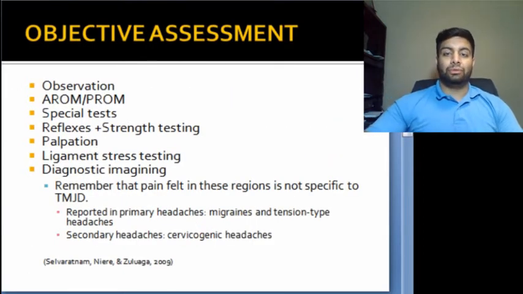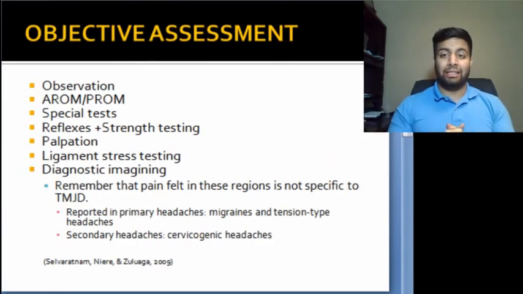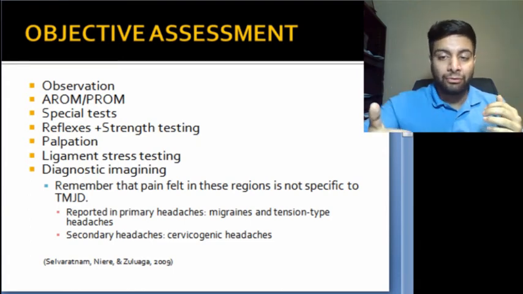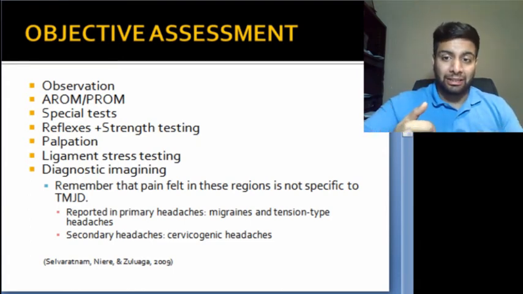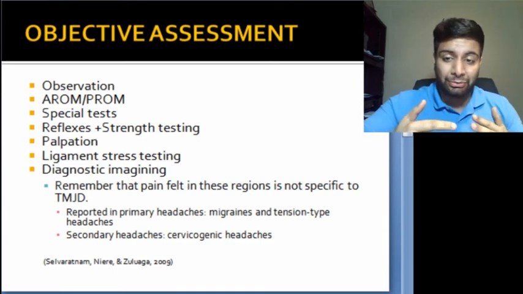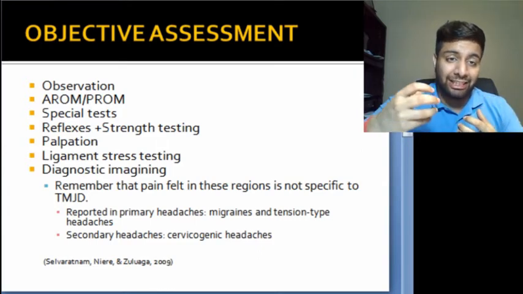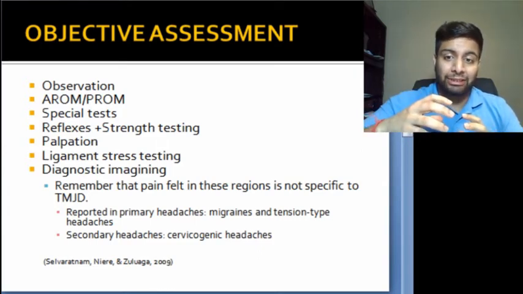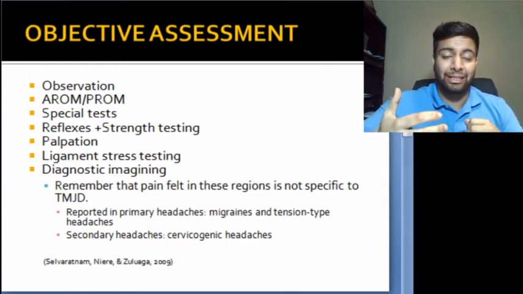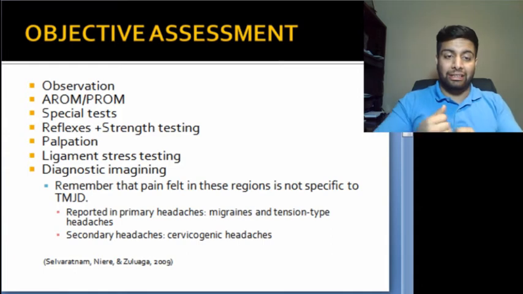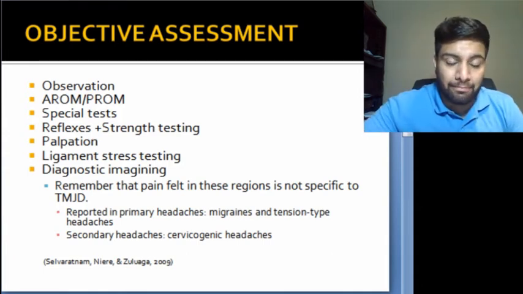Following that, that wraps up the subjective assessment, and we'll dive straight into the objective assessment, where we will be discussing the observation, active and passive range of motion, special tests, reflexes, strength testing, palpation, ligament stress testing, and diagnostic imaging. One thing you want to make sure is that pain in this region isn't specific to the TMJD itself. It can also be reported in primary headaches such as migraines and tension type headaches, and also in secondary headaches such as cervicogenic headaches. So it's good to have a differential diagnosis to keep in the back of your mind.